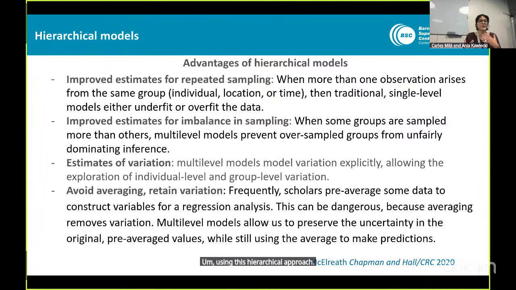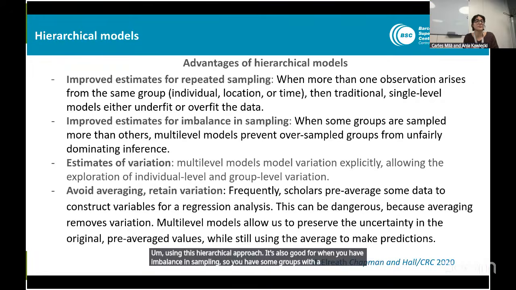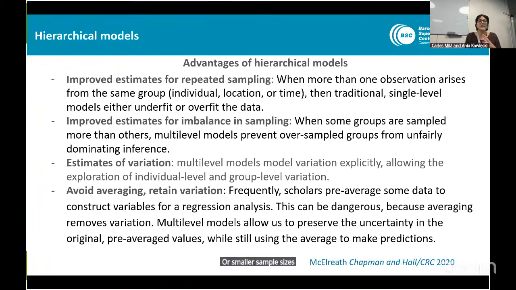It's also good for when you have imbalance in sampling. So you have some groups with a lot of observations and some groups with not that many observations or smaller sample sizes. Then this approach helps you estimate, especially in those groups with smaller sample sizes.